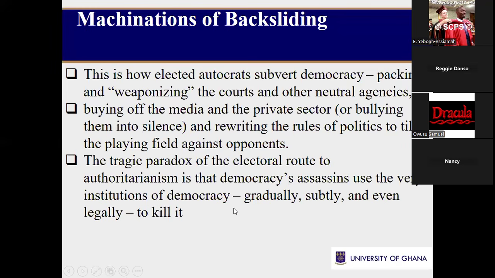Yesterday, there was a ruling by the courts, and they have used legality. See here, they have legally weakened an institution of democracy, the OSP. The Supreme Court has ruled that the Attorney General can discontinue any case that the Special Prosecutor is prosecuting in court. That was the Supreme Court ruling yesterday.